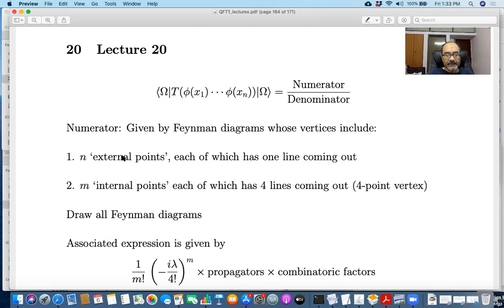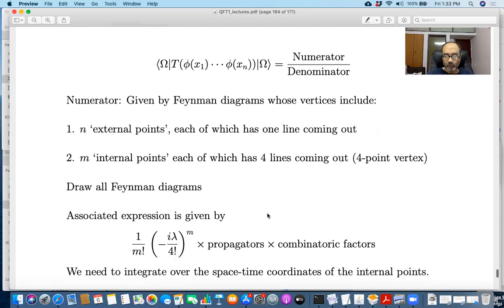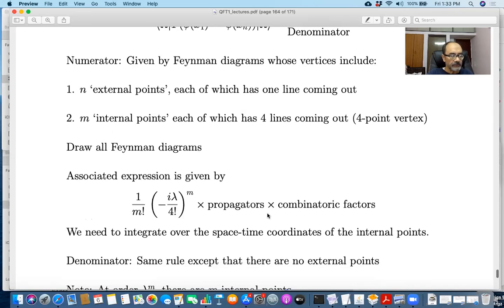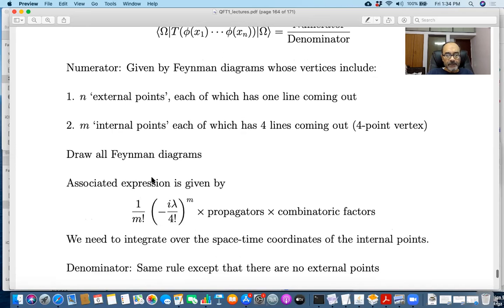And then the rule is that with this, we draw all possible Feynman diagrams. And then for each such Feynman diagram, we can associate an expression. We write down the expression and then we add up their contribution. So the expression is given here. m is the number of internal points. So this 1 over m factorial came because you had an exponential of the integral of H_I, which we expanded, and the mth power contained 1 over m factorial.